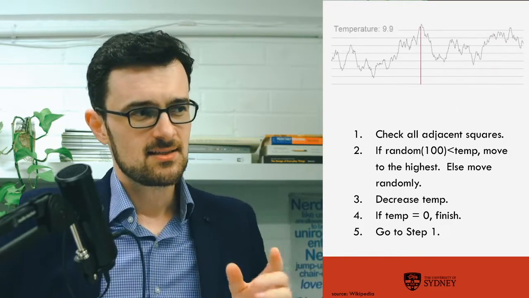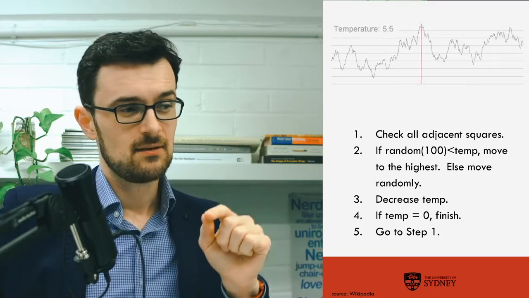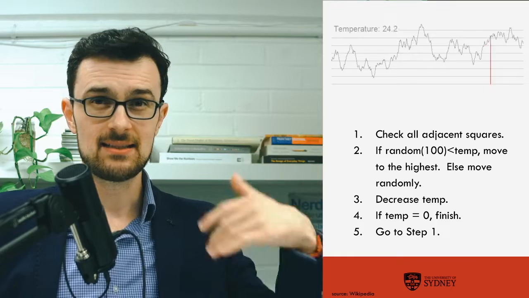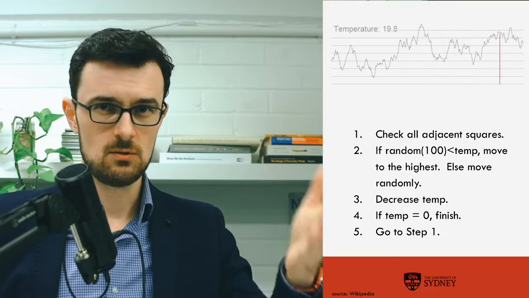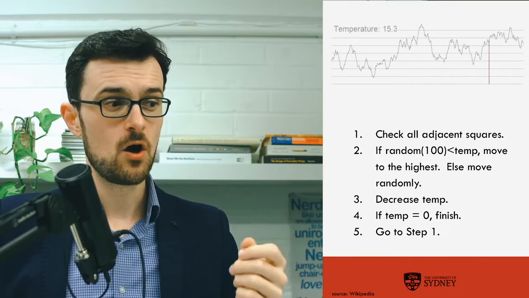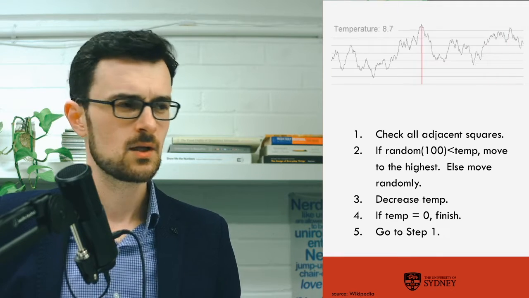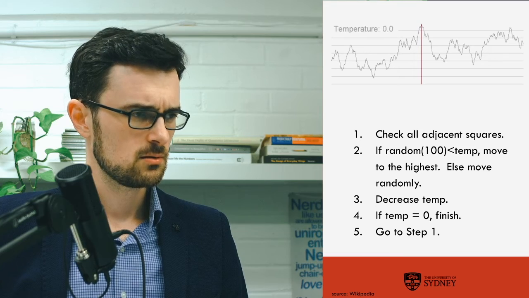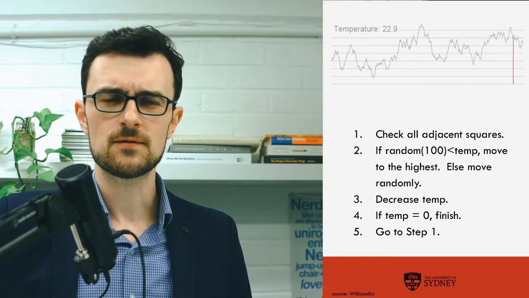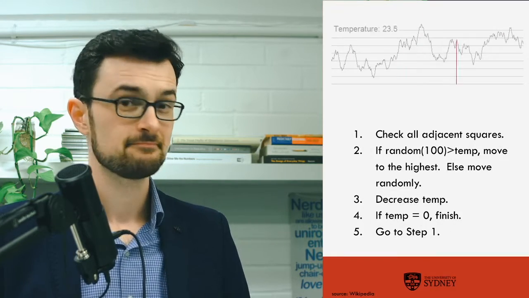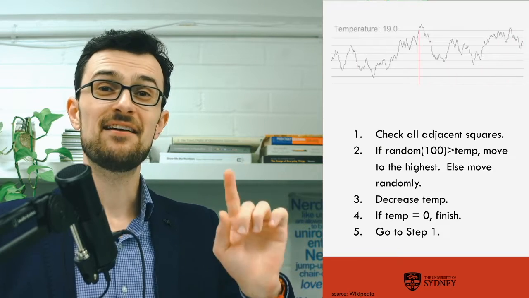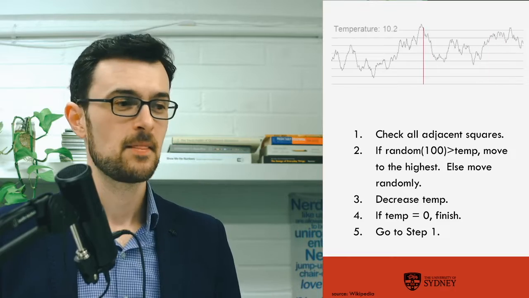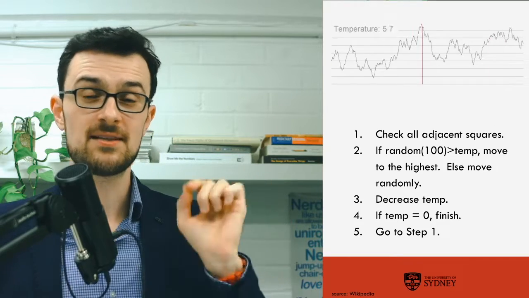Simulated annealing says, check the adjacent squares, in this case just left and right, and then only if a random number is less than this temperature variable, you move to the highest one. If it's not, move randomly. Wait, did I goof this? Yeah, temperature goes down. So, yep, I totally goofed this. Give me 1 second. There we are. You saw nothing. If the random number is greater than temperature, then you move to the best of the adjacent squares.